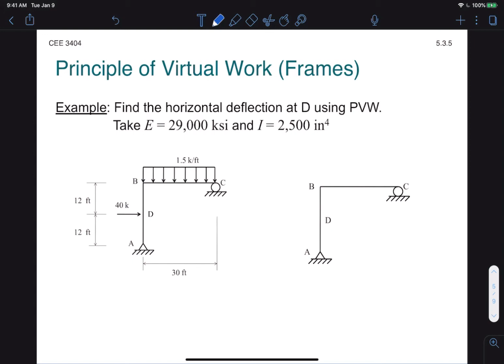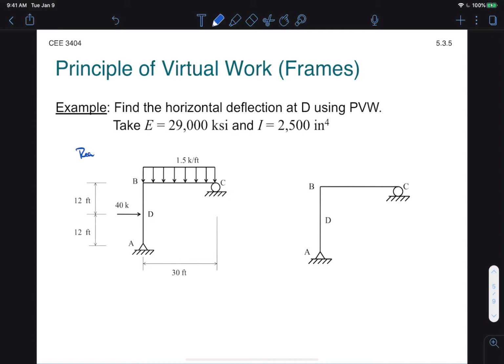So take the following frame that is being loaded downward by a distributed force and laterally by a point load at point D. We're being asked to find the deflection of that point D using principle of virtual work, and we have constant values for E and I for the entire frame. So the step-by-step process is the same as the one we established with beams. So the first thing we'll do is draw the real and virtual diagrams, as well as the deflected shapes for the real diagram.